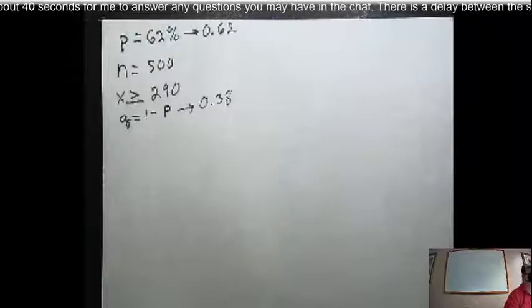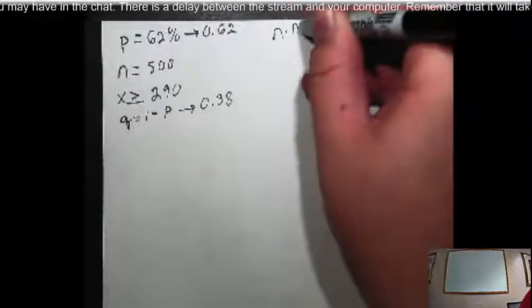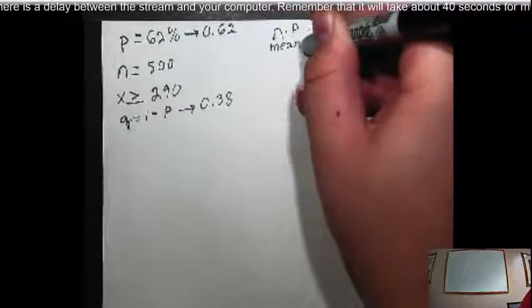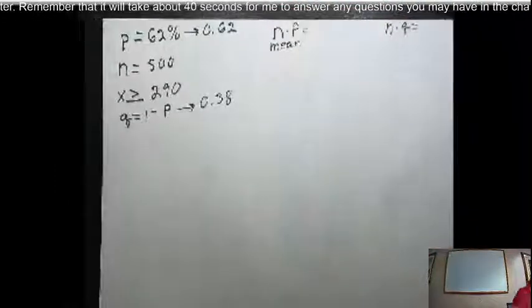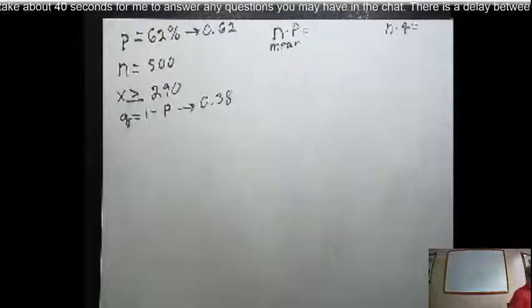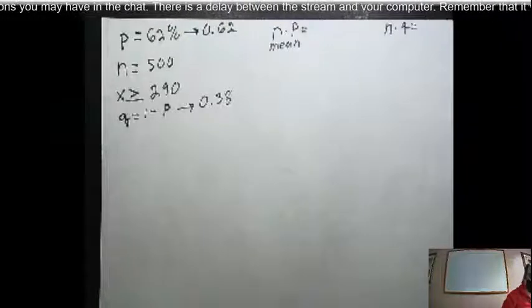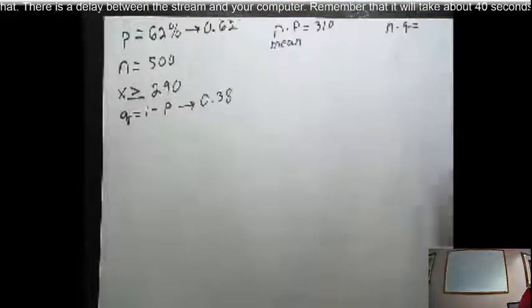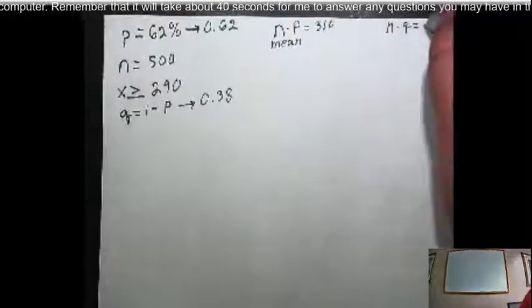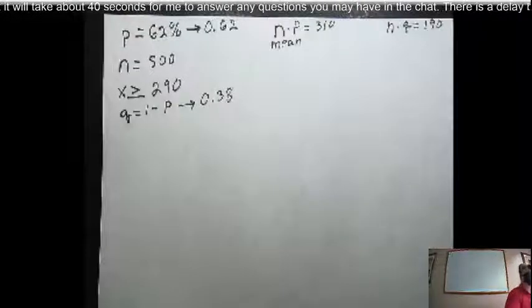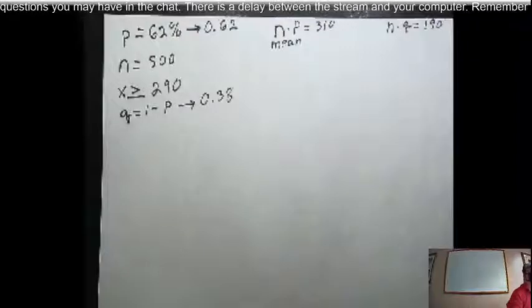Okay, so let's go ahead and start calculating things. First of all, let's make sure that things are actually going to fit for this approximation, so we need to do n times p. That's going to give us our mean anyway, so we need to do that no matter what. And then we also need to do n times q. So n times p, that's 500 times 0.62, which is 310. And then n times q, so 500 times 0.38 is 190. Okay, so good. Both of those are at least 5. That means that this will indeed fit our approximation.